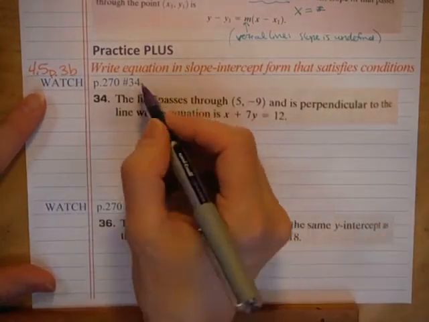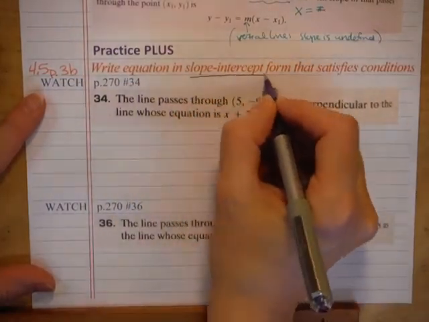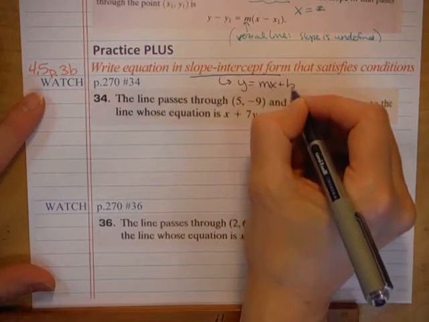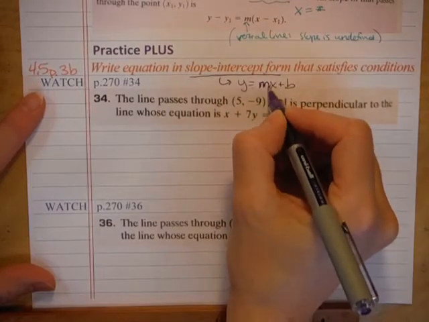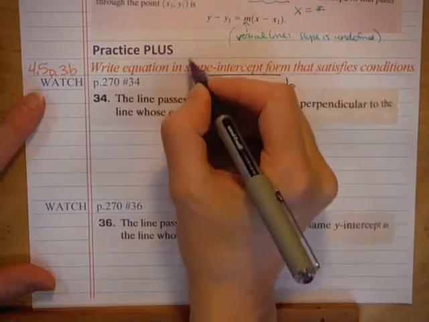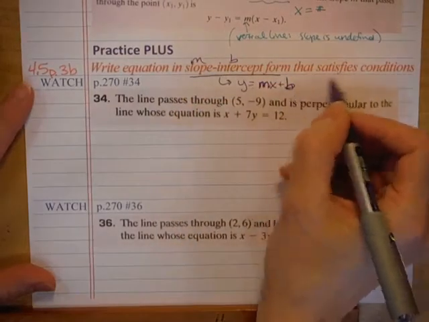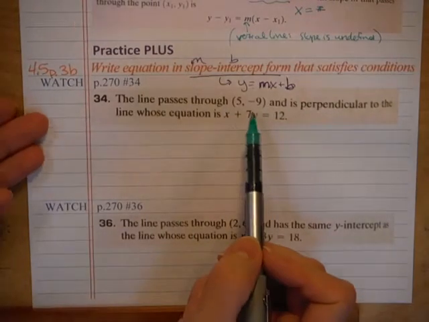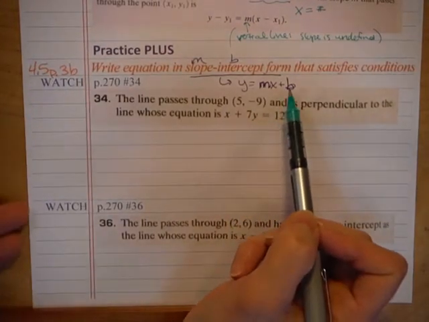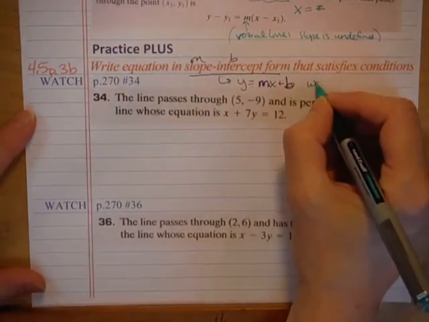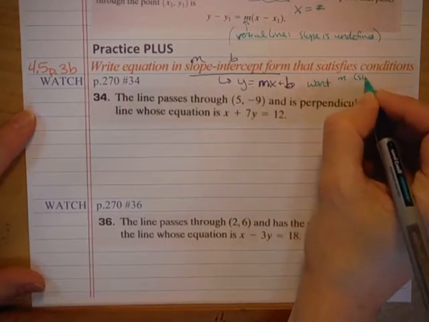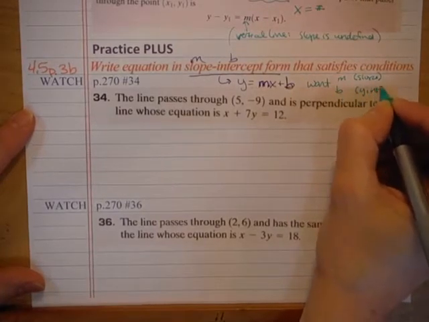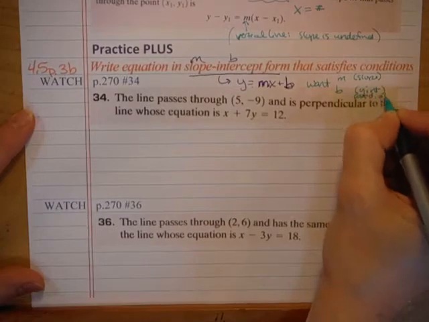So the question here is to write the equation in slope-intercept form that satisfies the conditions. So we want to get all the way to y equals mx plus b, because that shows our slope m and our y-intercept b. Okay, and the conditions are given. So they're going to give us some information. We're going to take that information and get ourselves to y equals mx plus b, which means that we're going to want the slope, and we're going to want our b value, which means our y-intercept, or the coordinate of the y-intercept.